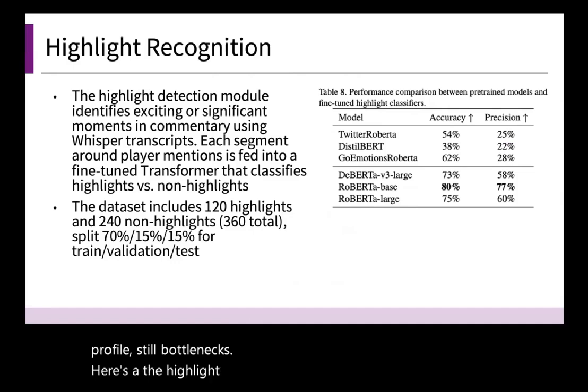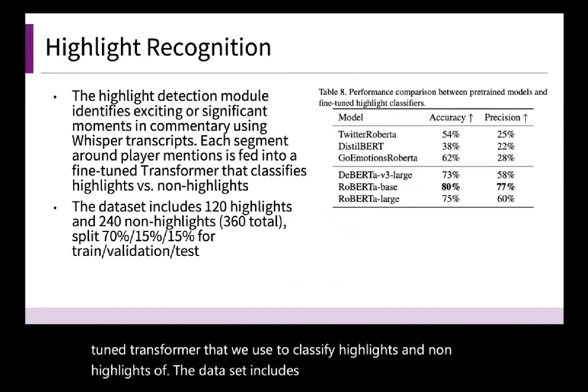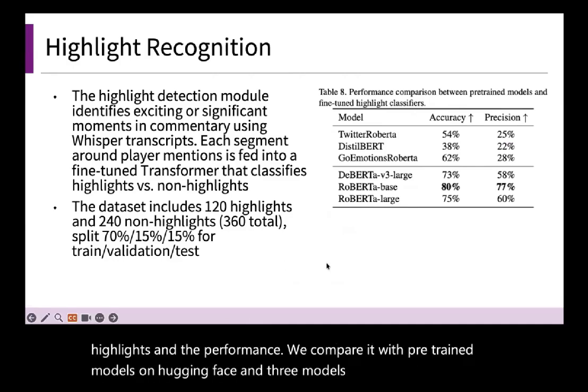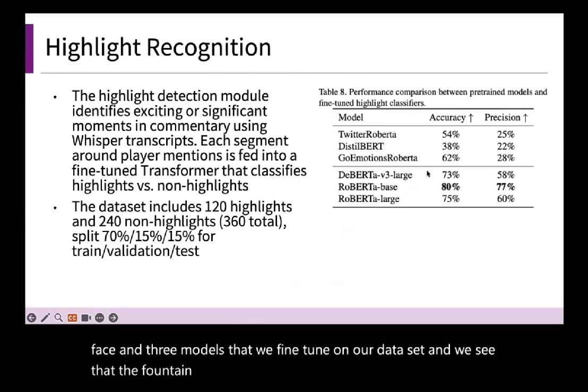Here's the highlight recognition module. It's a very simple fine-tuned transformer that we use to classify highlights and non-highlights. The data set includes 120 highlights and 240 non-highlights. For performance, we compared it with pre-trained models on Hugging Face and 3 models that we fine-tuned on our data set. And we see that the fine-tuned transformers perform very well and exceed the pre-trained models.